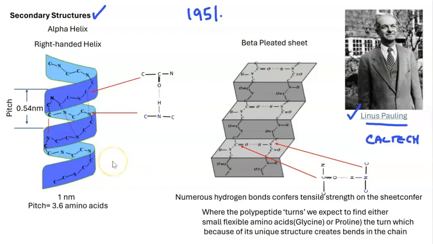determined that the primary structure would fold up into one of these two shapes here. So the chain of amino acids will fold either into an alpha helix, which is a right-handed helix, or it may fold into what is called the beta pleated sheet.